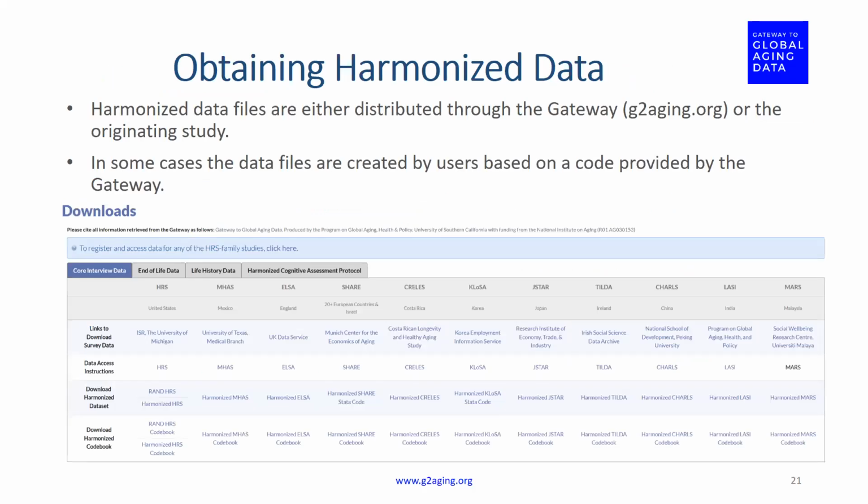In some cases, the harmonized datasets are distributed directly through the Gateway at g2aging.org, but in most cases, they are distributed through the originating study, as is the case with the HRS. For a couple of studies, the harmonized datasets have to be created using Stata based on a code provided by the Gateway.